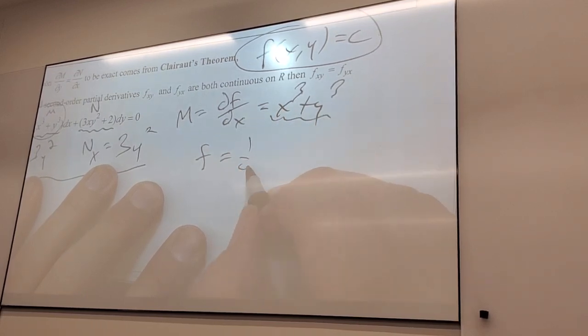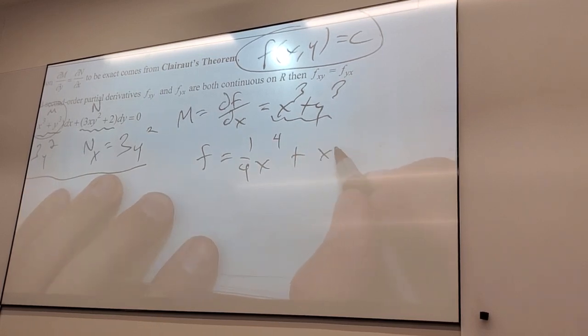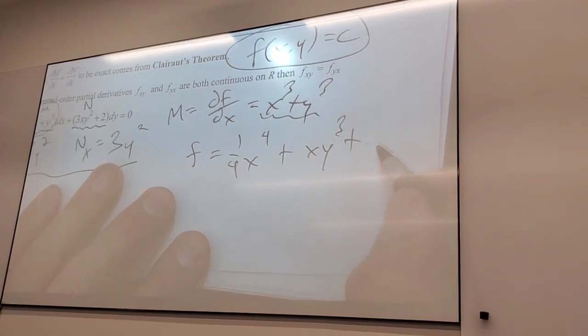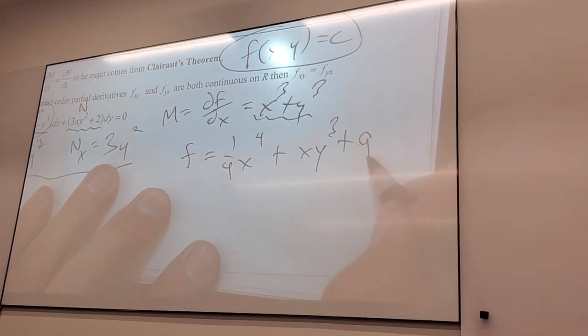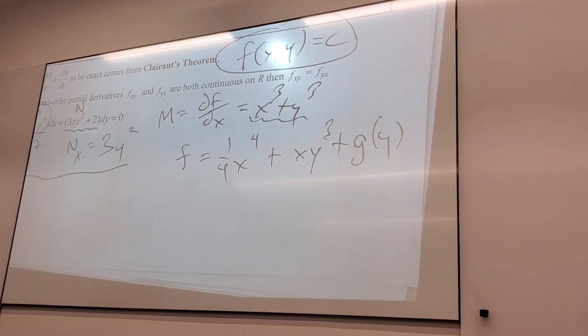1/4 x to the fourth plus x times... xy cubed plus f of y? Or g of y. Don't use f because I already used f, right? Okay.